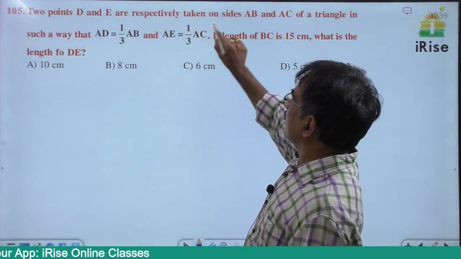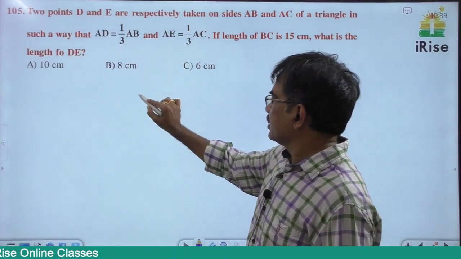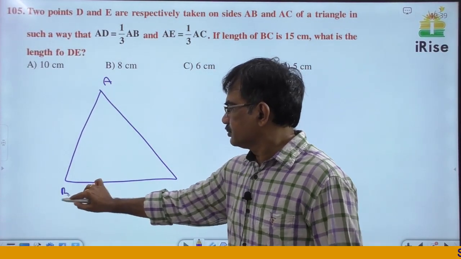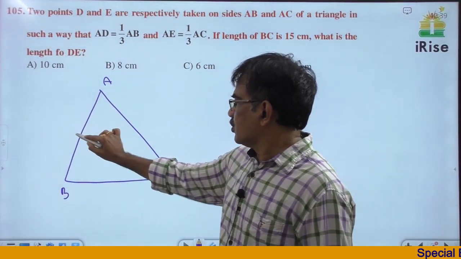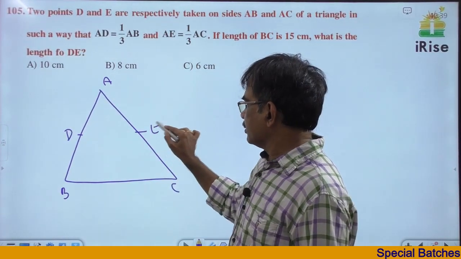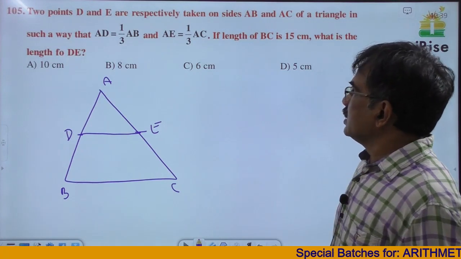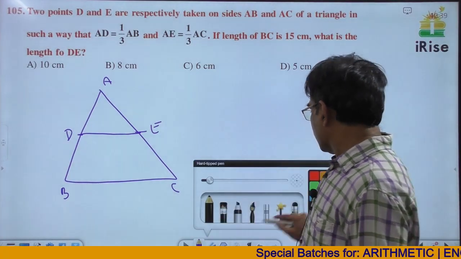Two points D and E are respectively taken on sides AB, AC of triangle ABC. This is a triangle ABC. This is point D. Let this point be E. Join. AD is equal to 1/3 of AB. What is the meaning of that?